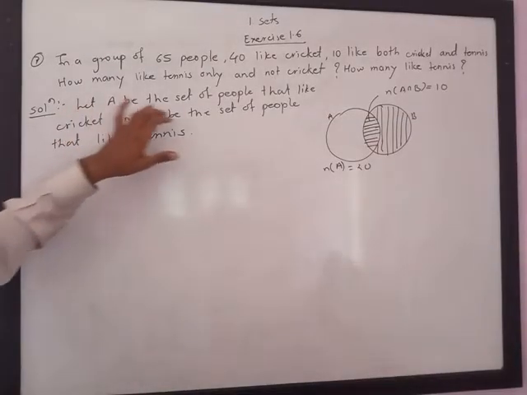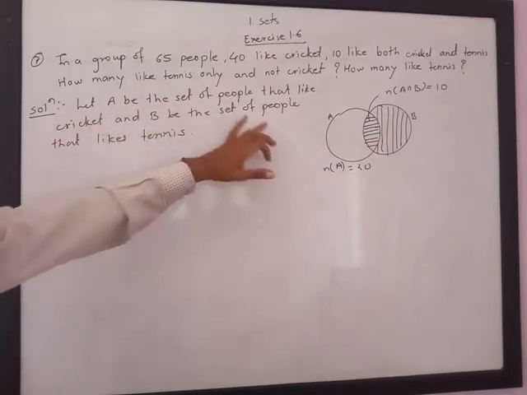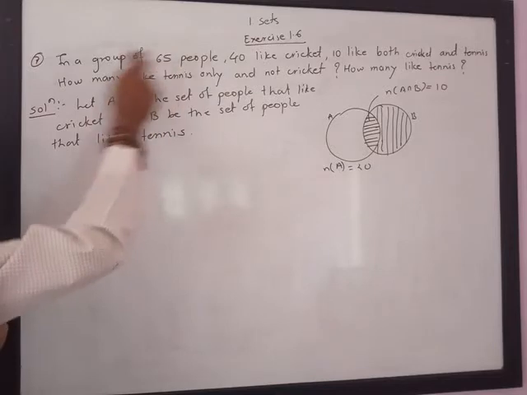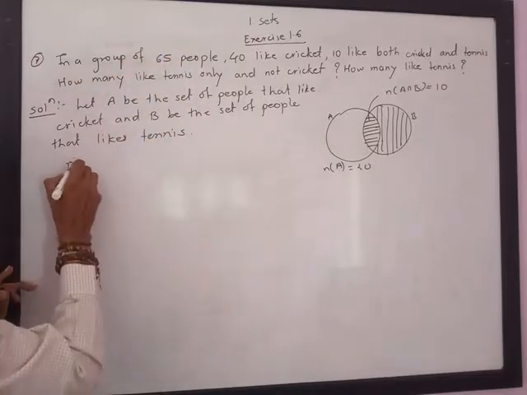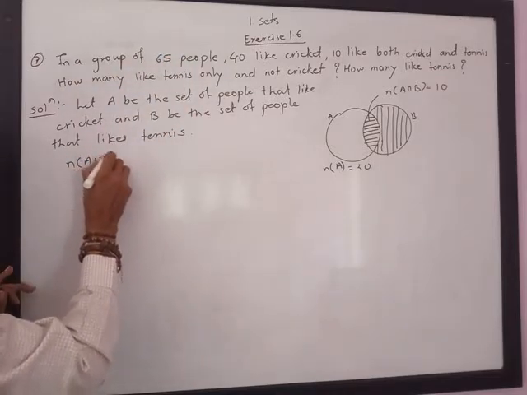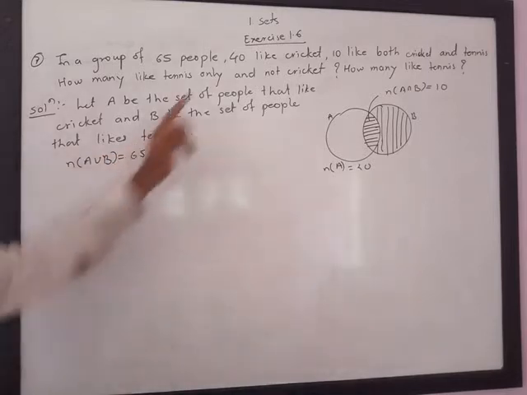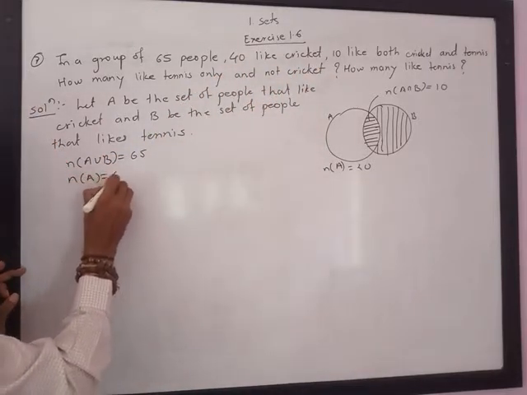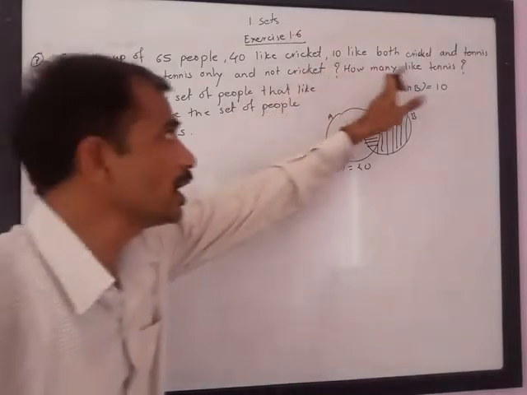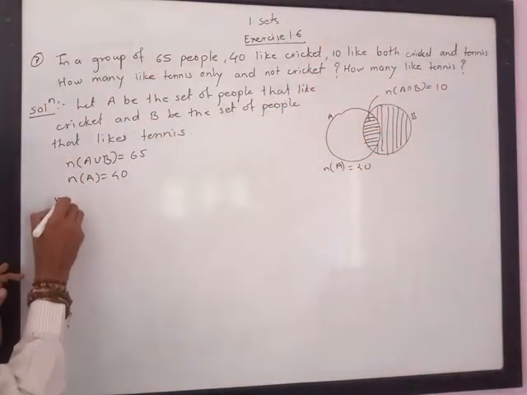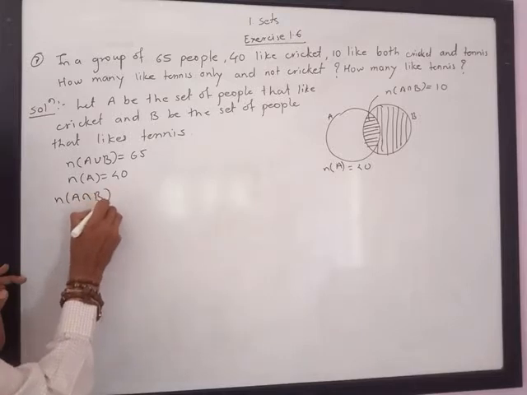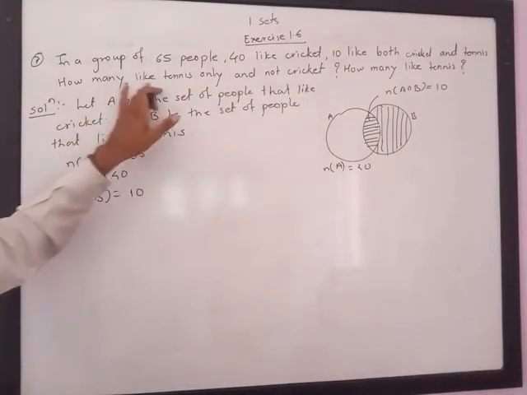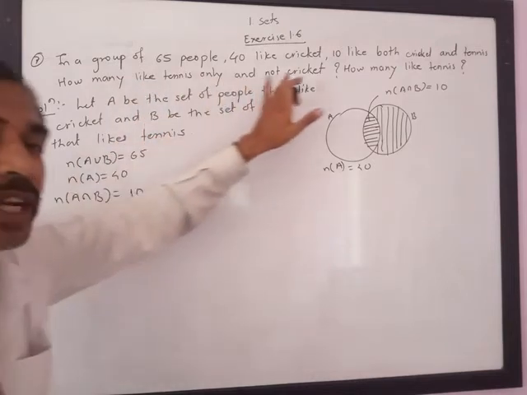So let A be the set of the people that like cricket and B be the set of the people that like tennis. Now we are given total number of people in a group of 65 people. It means number of elements in A union B is given to us as 65. Then 40 like cricket, so number of elements in A is also given to us as 40. Then 10 like both cricket and tennis. It means number of elements in A intersection B is also given to us as 10.